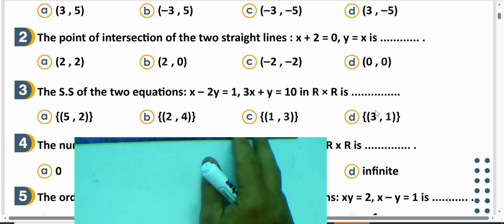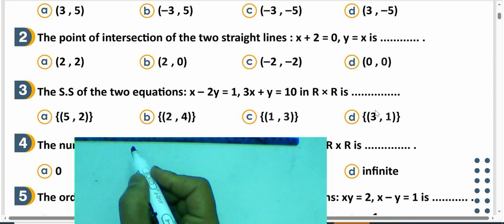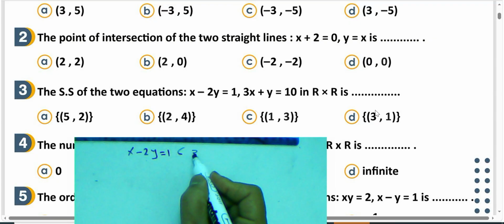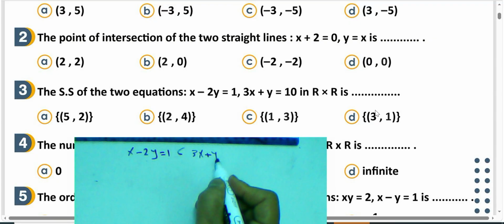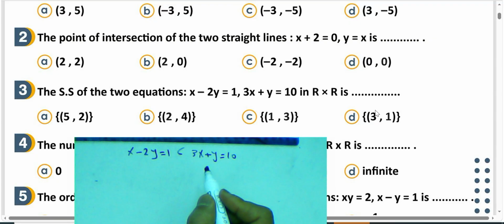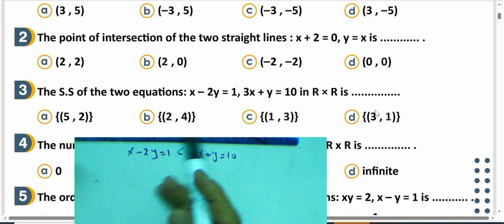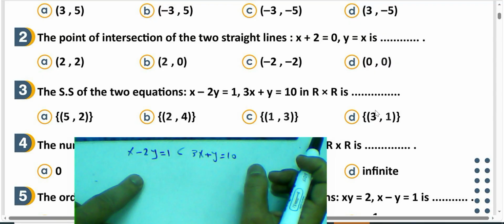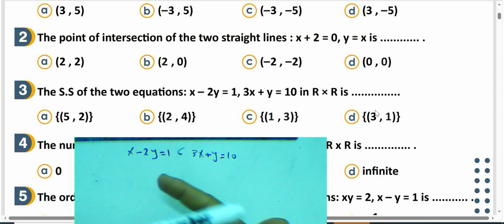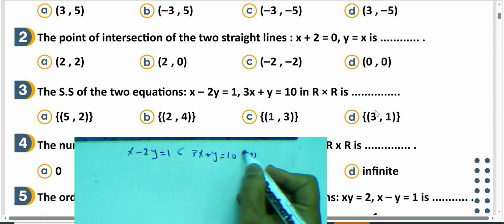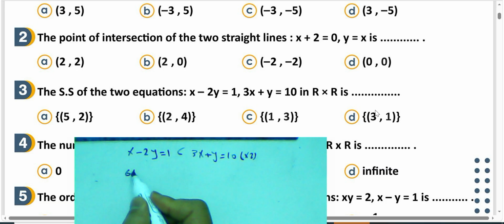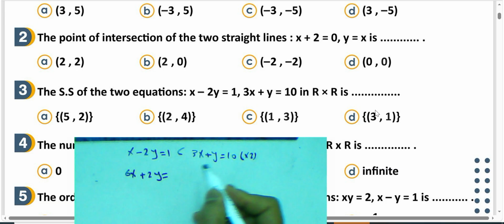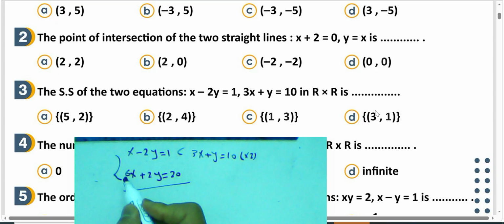The solution set of two equations, x minus 2y equal 1 and the other equation 3x plus y equivalent to 10. You can solve this equation by using a calculator or your mind. Multiply the second equation by 2 and then add it together like this. Multiplying by 2, we have 2 times 3 equals 6x, and 2 times y is 2y, and 2 times 10 is 20, and then add the two equations.